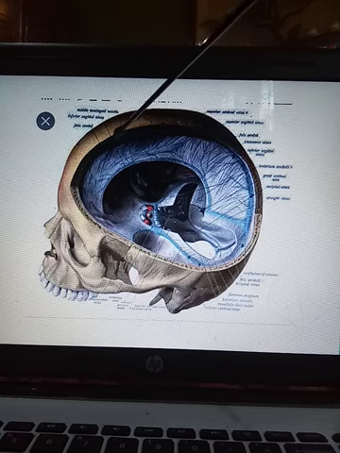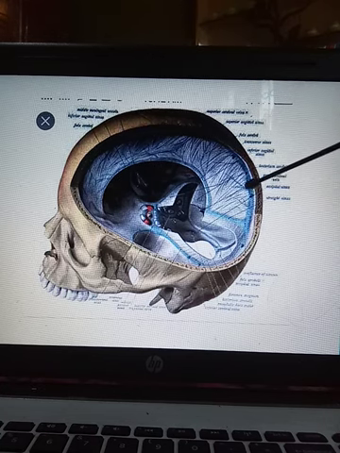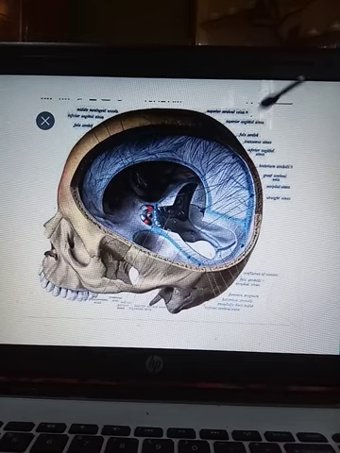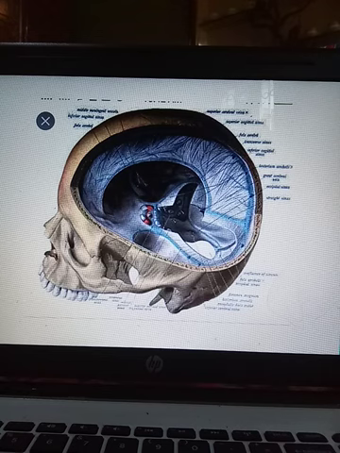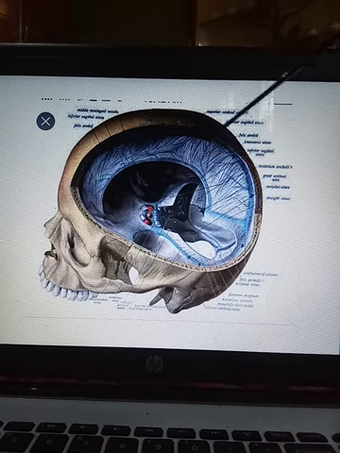Along the superior border, you have a sinus. This is the superior sagittal sinus. Along the superior border, you have a sinus called as the superior sagittal sinus. This is present throughout this border.